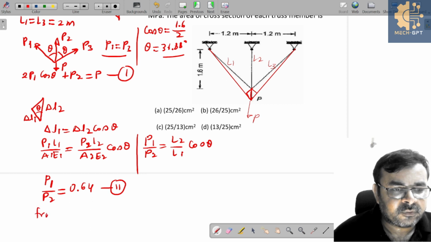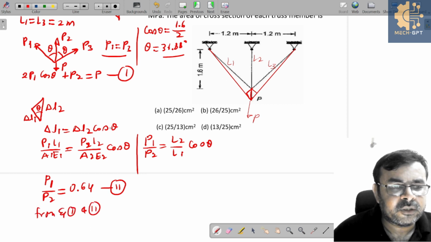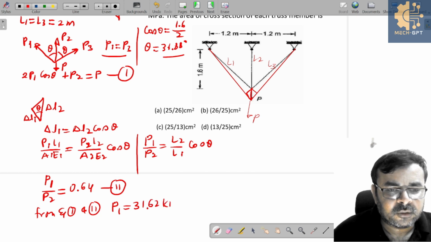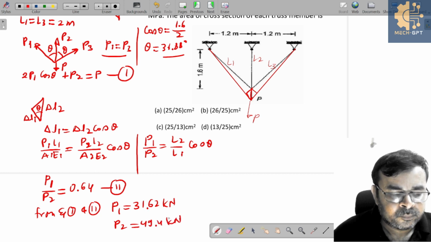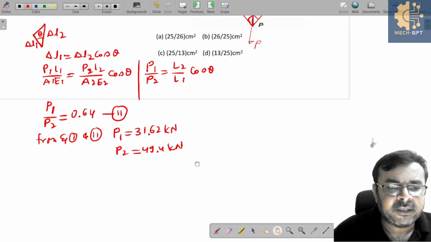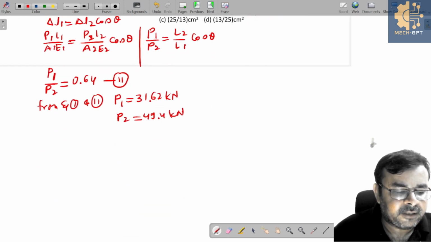So can I say from equation 1 and 2, because we have two equations for P1 and P2. So when you put this P1 value in equation 1, then you will get P1 is equal to 31.62 kilonewton, and similarly if I talk about P2, then here we can get 49.4 kilonewton. Yes or no? So obviously from this we can get P1 and P2.